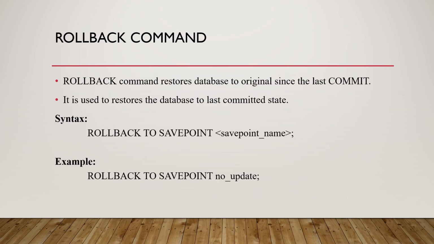Next command is rollback command. Rollback command restores database to original since the last commit. It is used to restore the database to the last commit state. Syntax: rollback to savepoint name. Example, rollback to savepoint no_update. Here rollback to savepoint is a keyword and no_update is a savepoint name. After executing this statement, it will roll back the statements which were executed after the savepoint.